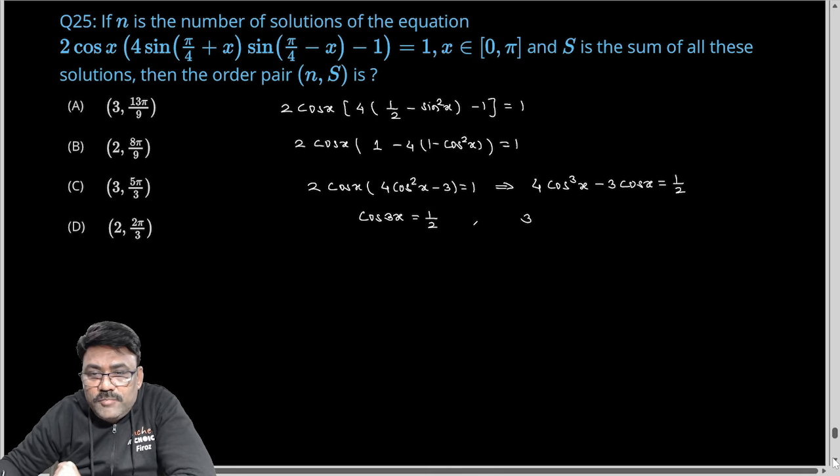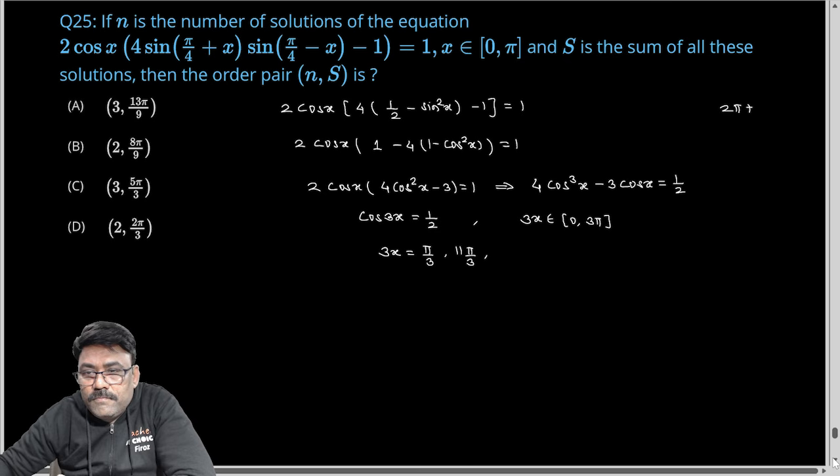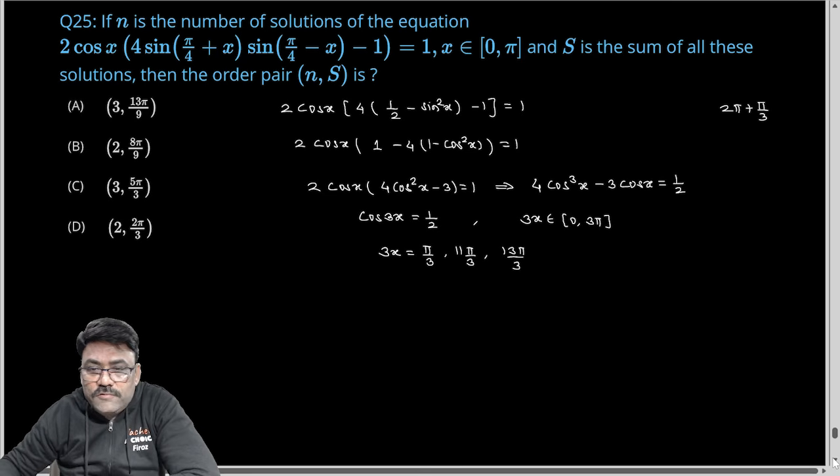So obviously 3x belongs to 0 to 3 pi. So how many solutions are you getting? Cos 3x is half. 3x can be pi by 3. 2 pi minus pi by 3, fourth quadrant, means 11 pi by 3. Or 2 pi plus pi by 3, which is 13 pi by 3. So you are getting 3 solutions only. So n is 3.